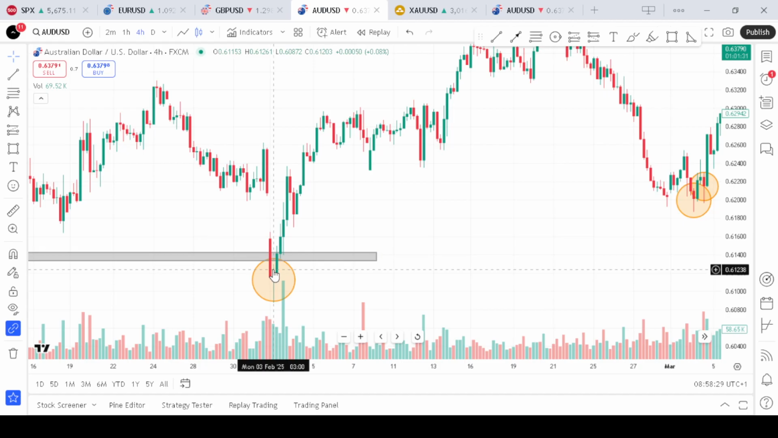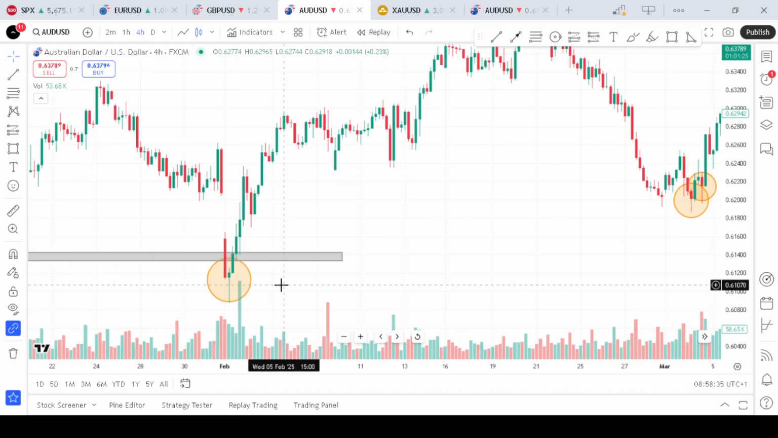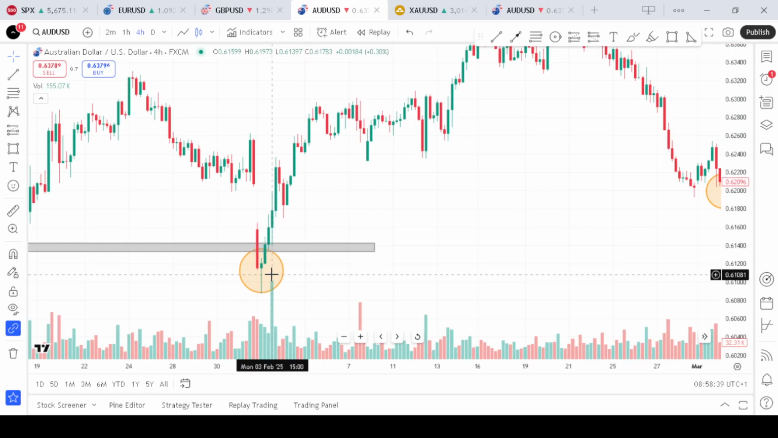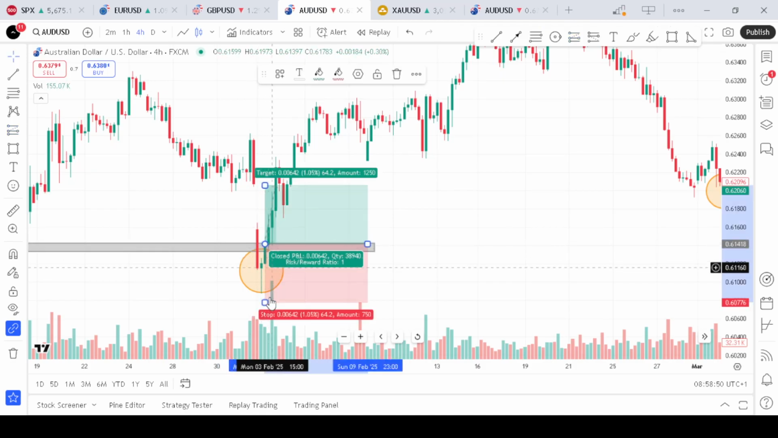hammer candlestick pattern. So the next candle is a bullish engulfing that closed above the hammer candle. This confirms our reversal signal. So we enter a long position at the open or at the close of the confirmation candle. You can enter at the close or the open of the next candle after the confirmation candle. That's when you enter your particular trade.